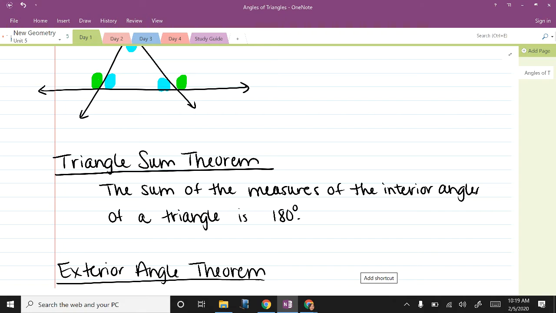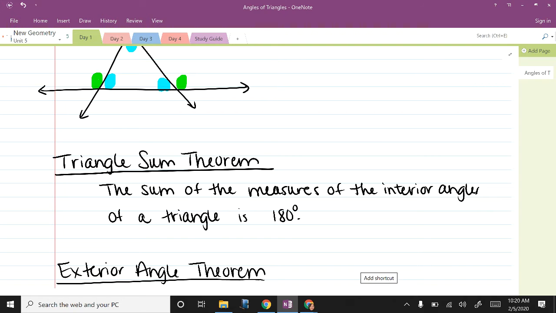Triangle sum theorem. This one is on your handout. It's the very top one. So instead of writing that, you can highlight it. Y'all pretty much already know this because we went over it a little bit when we were talking about the classifications of triangles. Triangle sum theorem basically says the sum of the interior angles of a triangle is 180 degrees. That means if I add all the angles inside any triangle, they should add to be exactly 180 degrees. Always, always.